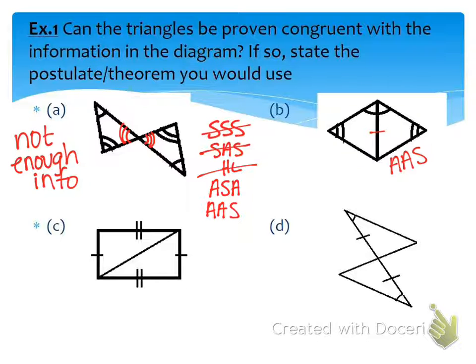What about letter C? Yes, why? Good. Side, side, side. That last side could be shown with the reflexive property. What about letter D? Yes, why? Angle, side, angle. Good. We've got one more pair of angles that are vertical. And so now the side is in between the angles. So angle, side, angle.